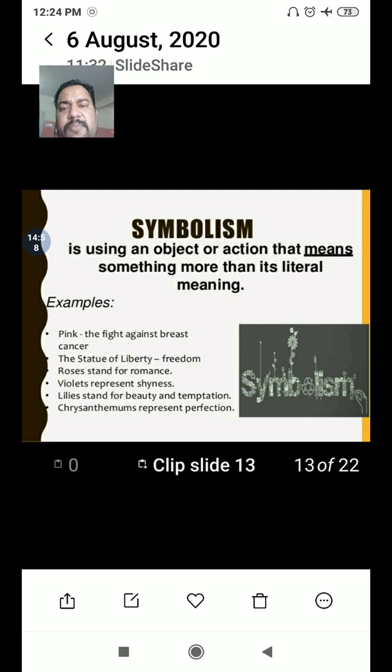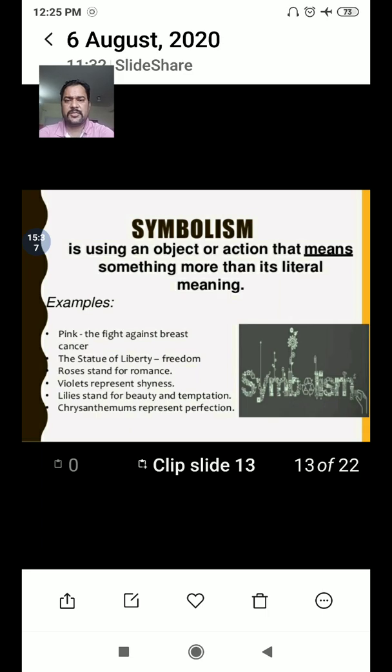Next, symbolism. Symbolism is using an object or action that means something more than its literal meaning. Using it in poetry, for example, we had read the poem, the ball poem. In the ball poem, the ball was the symbol. It is used symbolically for childhood or the precious, valuable things.